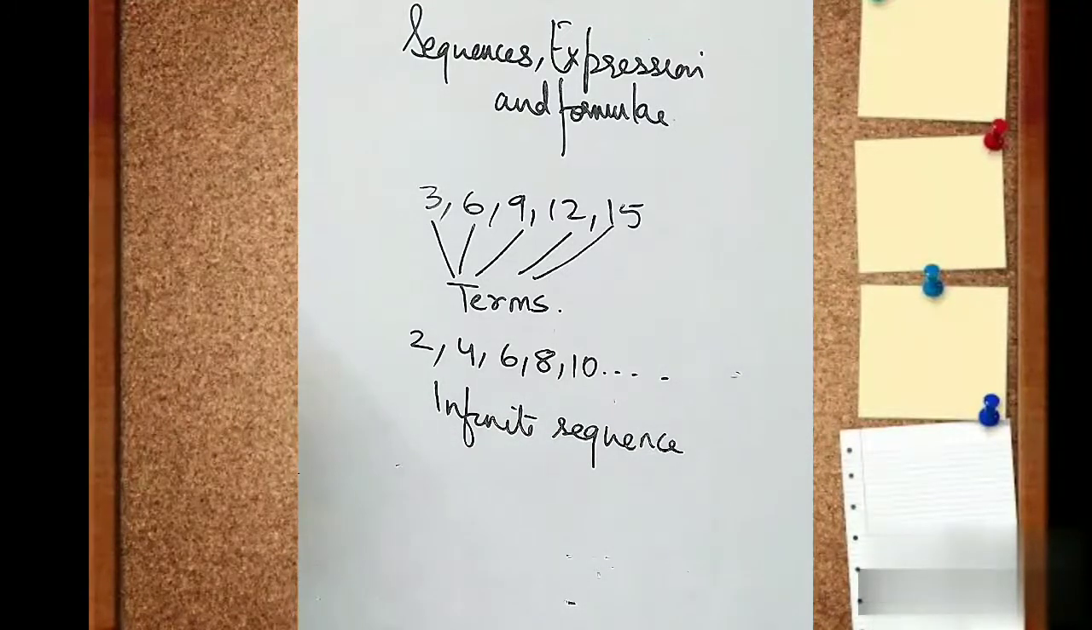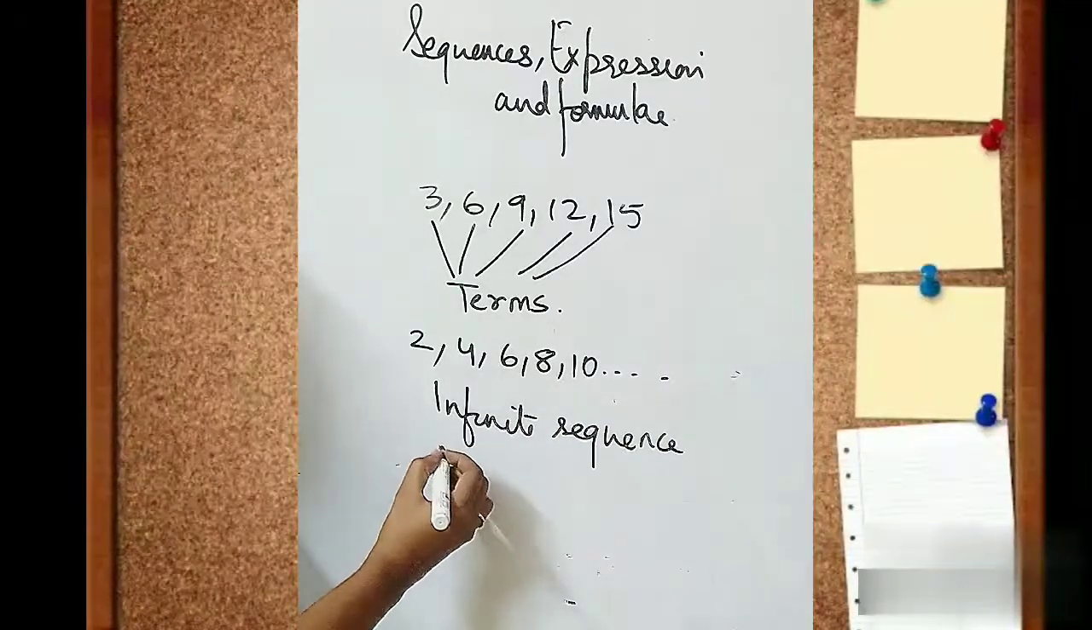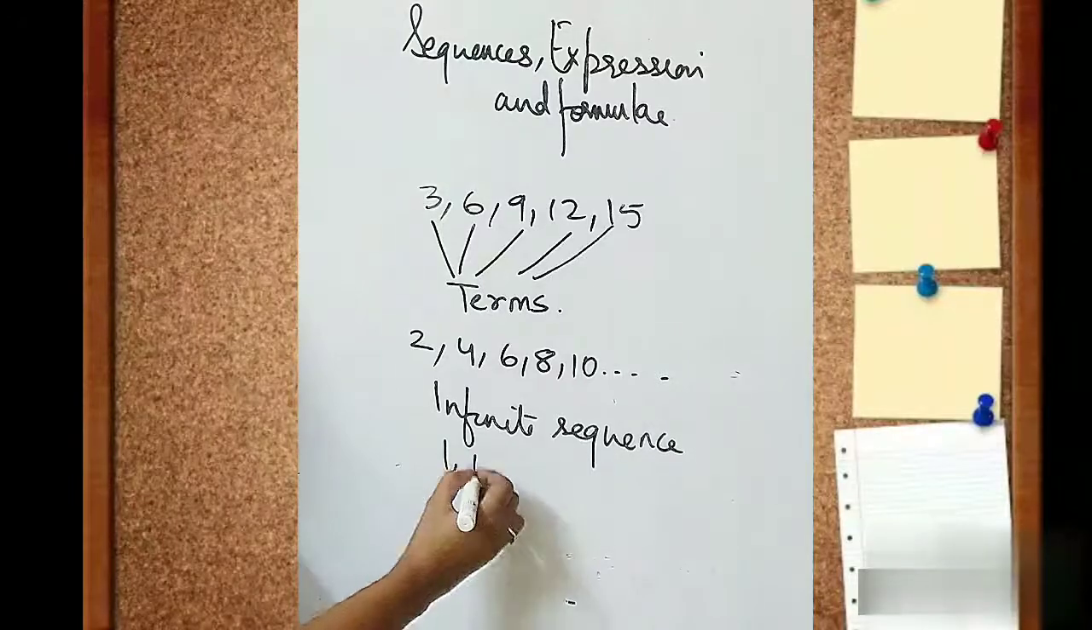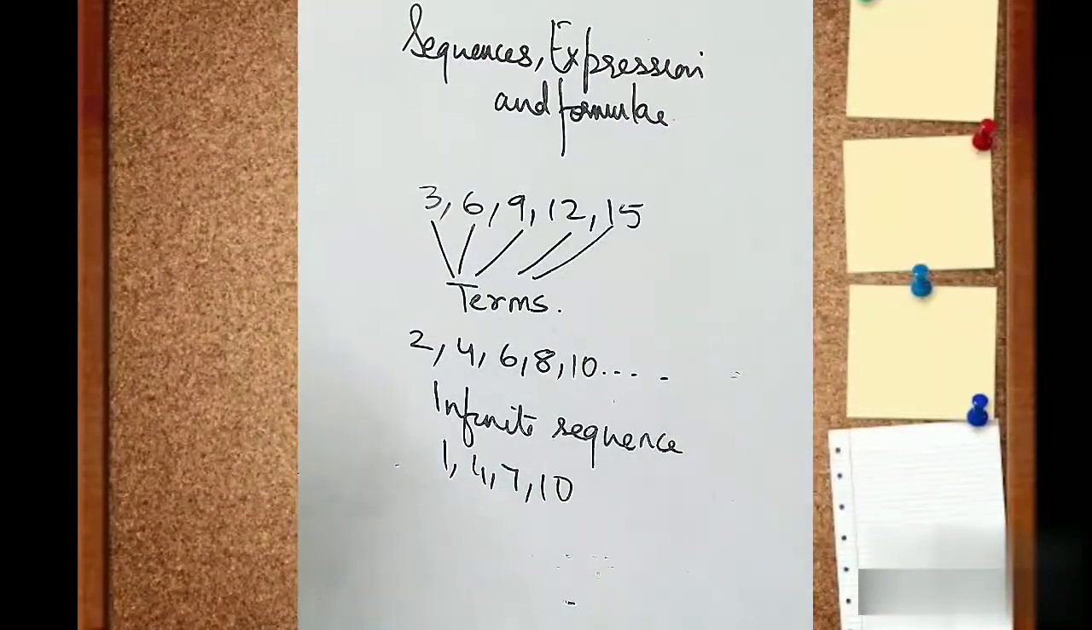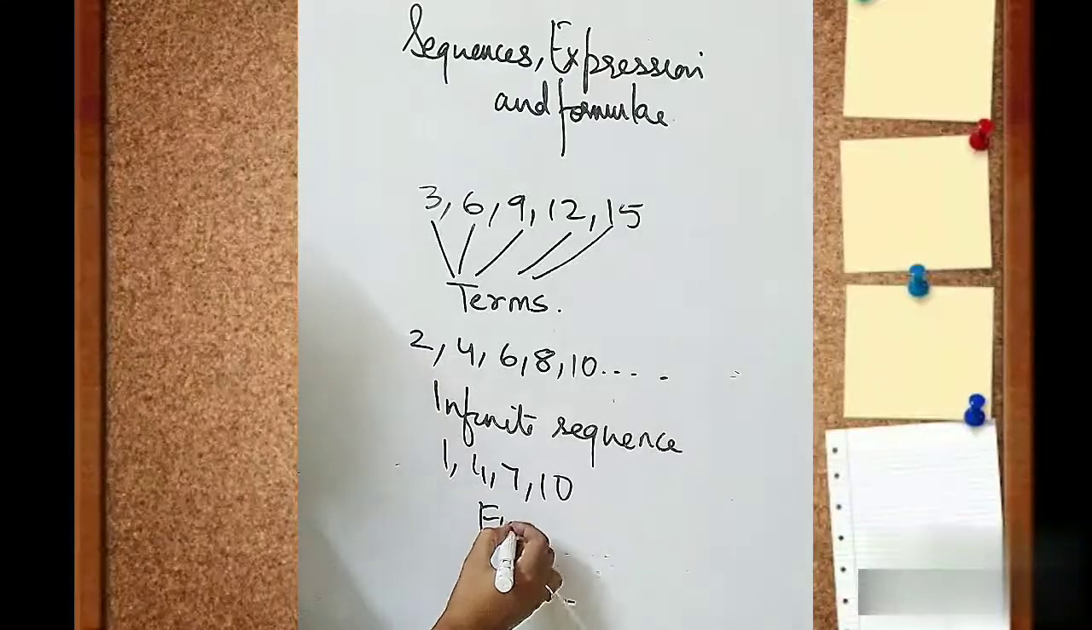Now the second one, there is another sequence. I'll say 1, 4, 7, 10. I'll stop over here. So I'll say that it is a finite sequence.